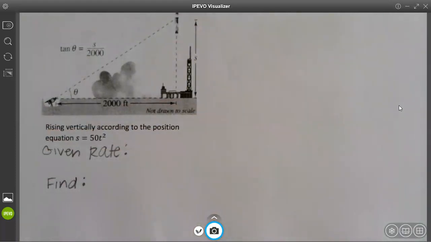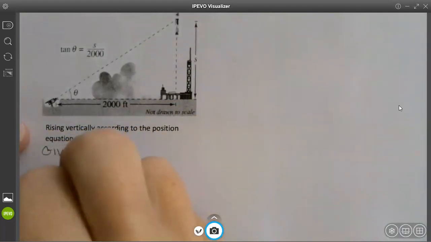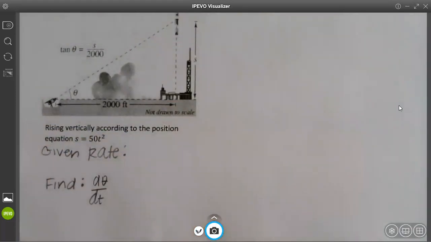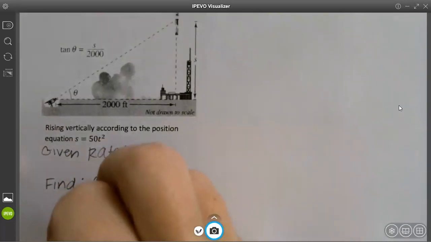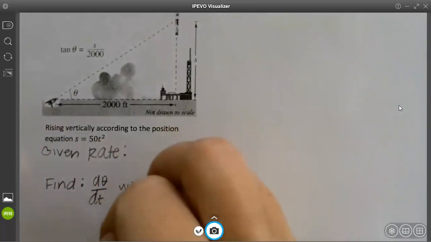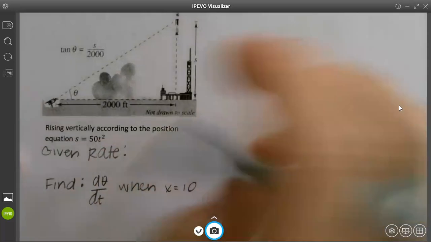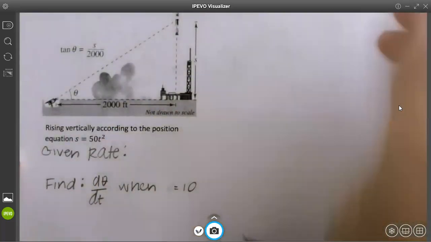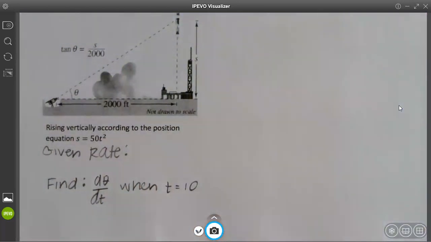Let's start with the find for just a minute, and then we'll go from there. What are we trying to find? The rate of change of the angle. What do we use for angles? So d theta over dt. When, what do we know? Is it x? No, it is 10 seconds, so that is t for time.